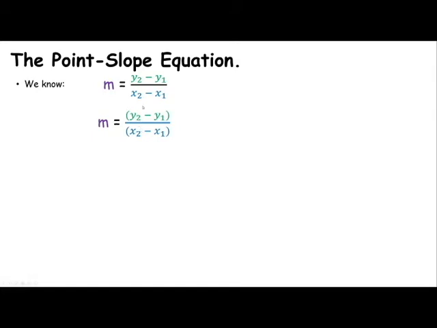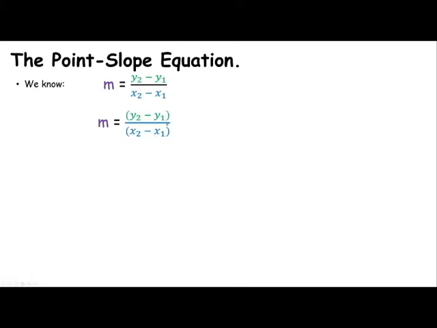I'm going to try and rearrange this in a very particular way. Notice that my slope is equal to the difference in my y's divided by the difference in my x's. I'm going to try and rearrange this just a little bit so that my y's are by themselves. I want to get the y's on one side of my equal sign, and I want to get everything else on the other side. So to do that, I'm going to have to move this x2 minus x1.